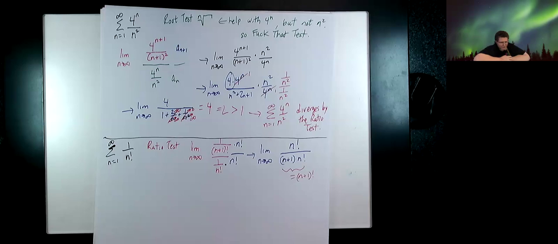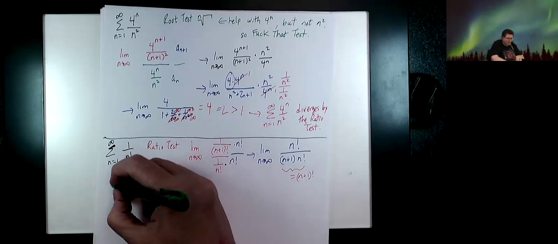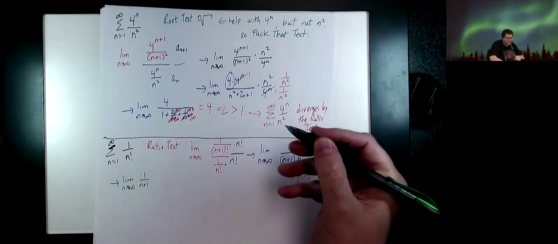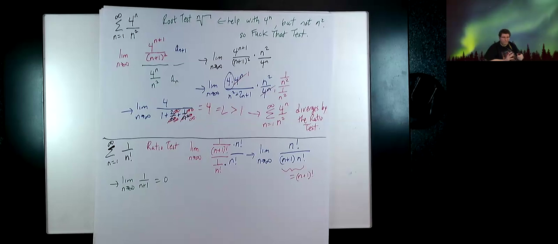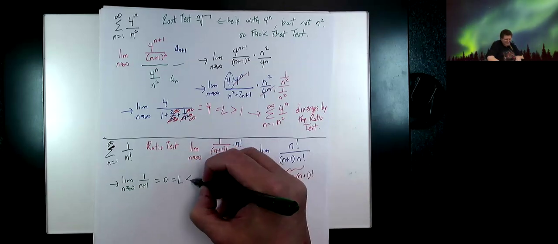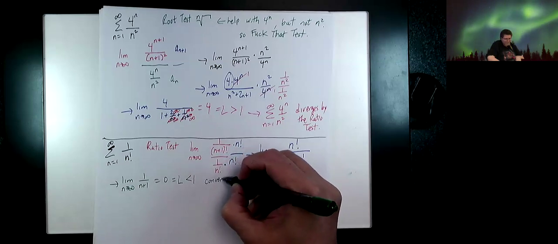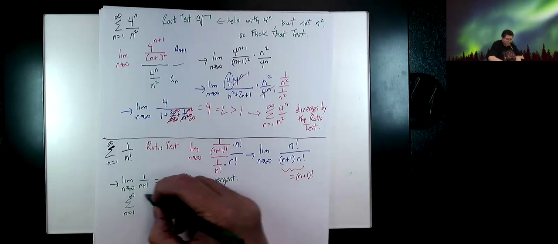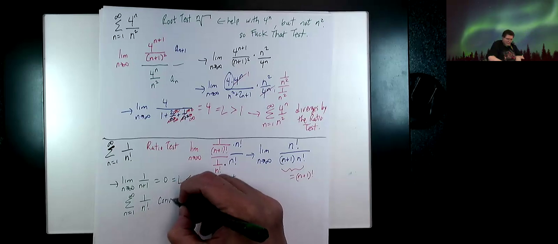With the ratio test and the root test, you want the junk to go away. And the junk is the factorial or the exponent having the n. We're left with the limit as n goes to infinity of 1 over n plus 1, which is 0. That's my L here. L is less than 1, so this is convergent. The sum from n equals 1 to infinity of 1 over n factorial converges by the ratio test.